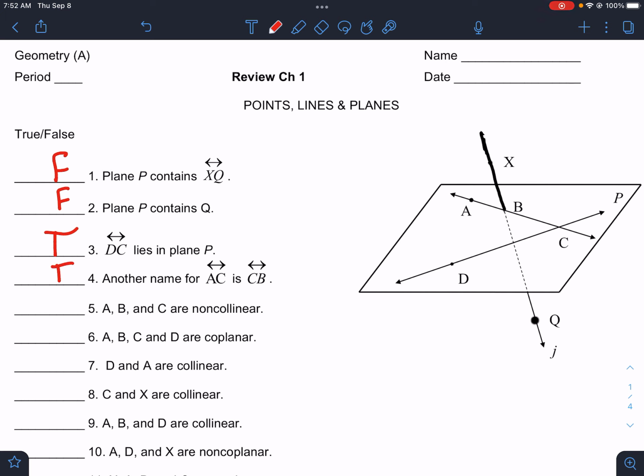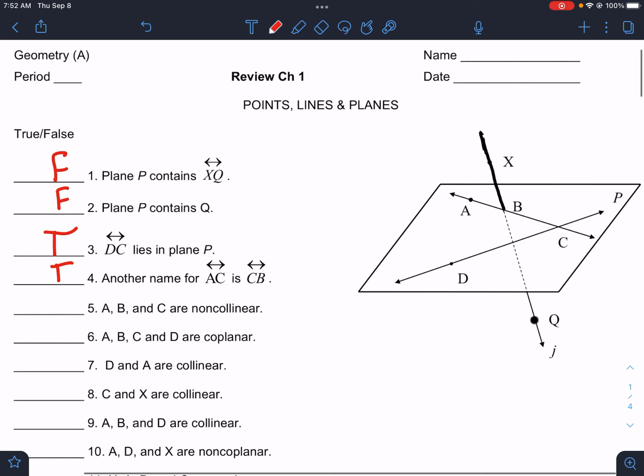A, B, and C are non-collinear. That's 3 points, so let's check them out. A, B, and C do form a line. Collinear means in a line. Non-collinear means not in a line. They are collinear. So that is a false statement.